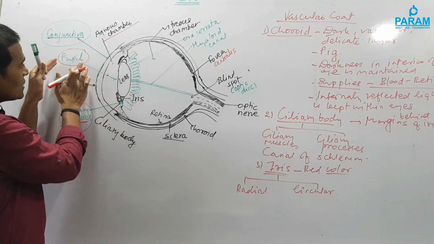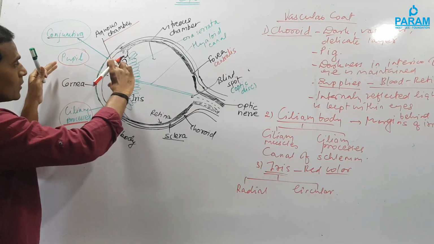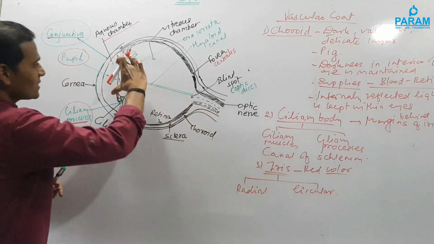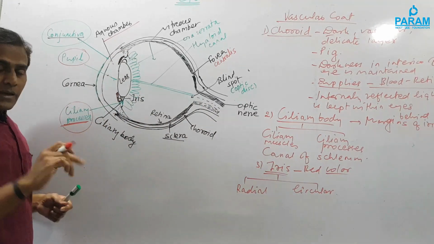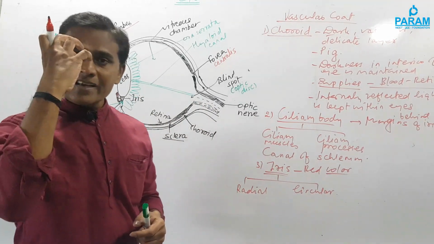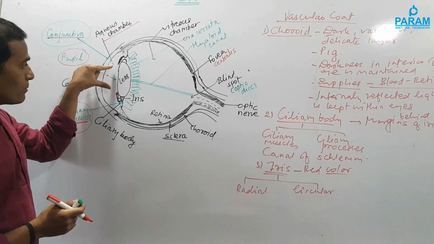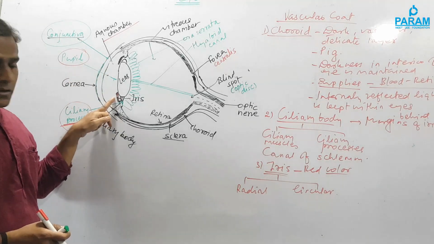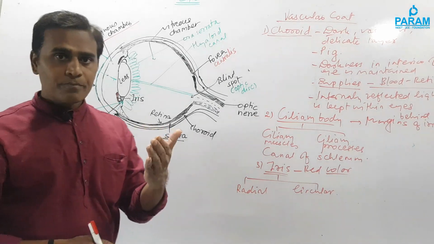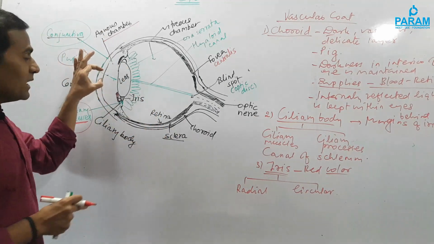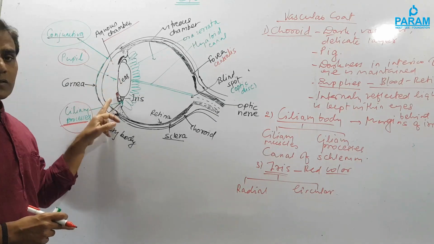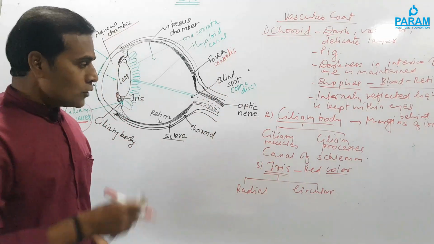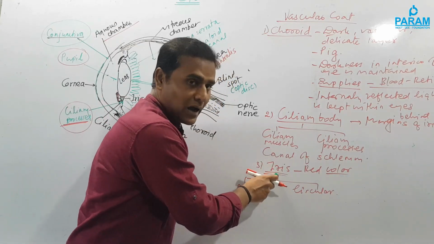So, the size of this pupil, or the opening of this pupil, is controlled by the radial and circular muscles of iris. That means what? In bright light, for example, our pupils are constricted. That means the size of the pupil decreases, and that decrease is because of this iris. And in dim light, the size of this pupil increases, which is because of the radial and circular muscles of iris. So, it is the colored portion of your eye, that is iris.